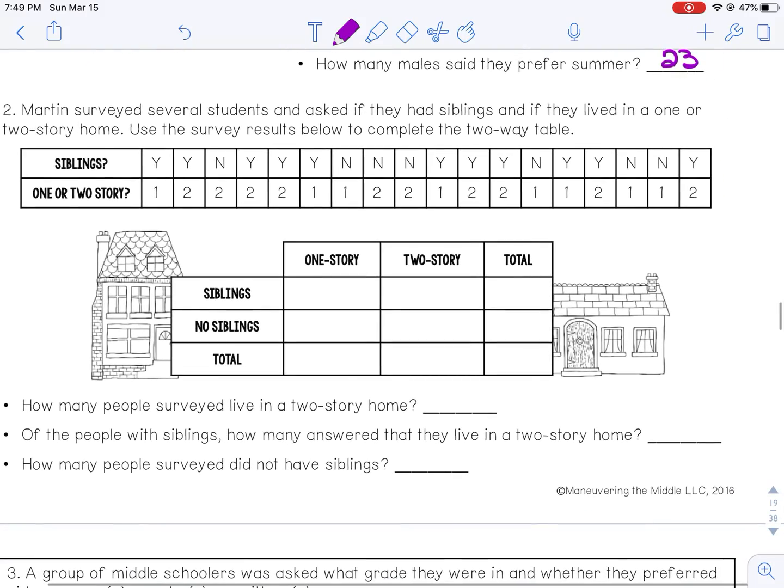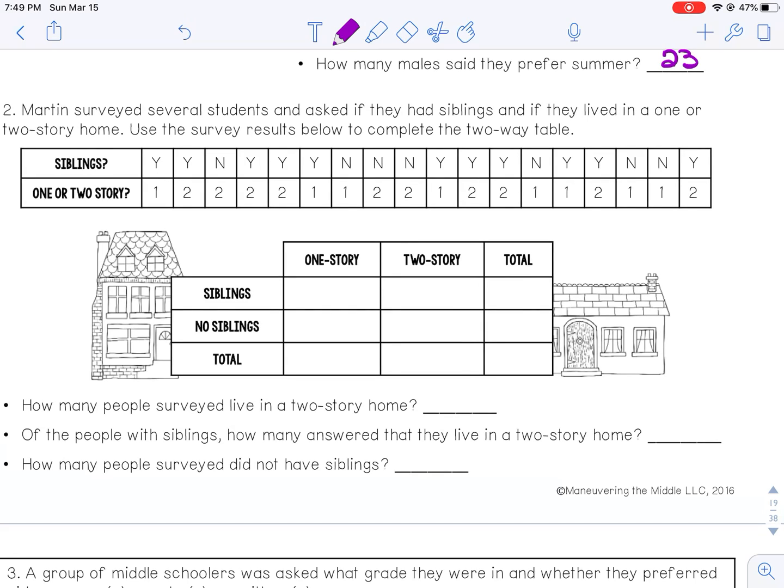Let's take a look at this scenario. Martin surveyed several students and asked if they had siblings and if they lived in a one- or two-story home. Use the survey results below to complete the two-way table. All right, so we are looking at one-story homes and two-story homes, siblings or no siblings.